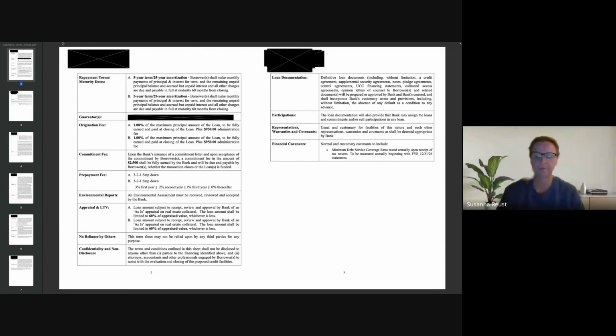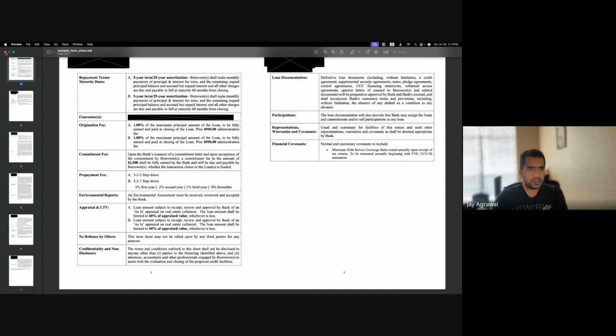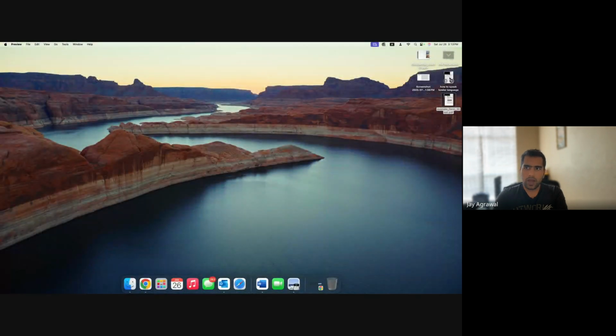Yeah. So this is all about term sheets. Now we want to show you how to speak lender language. Before we do that, we want to show you an example of something so that you understand why lender language is important. So on this same term sheet, we want to show you a snippet.